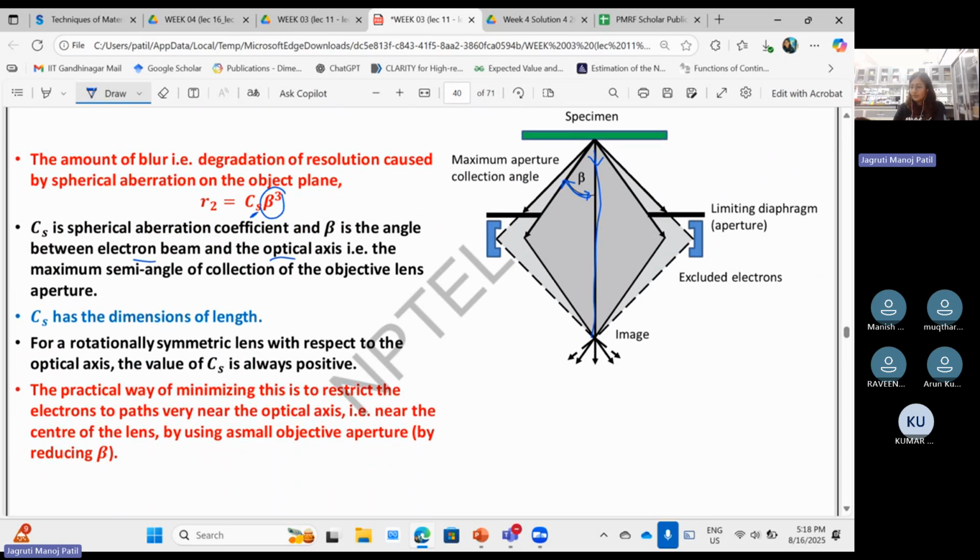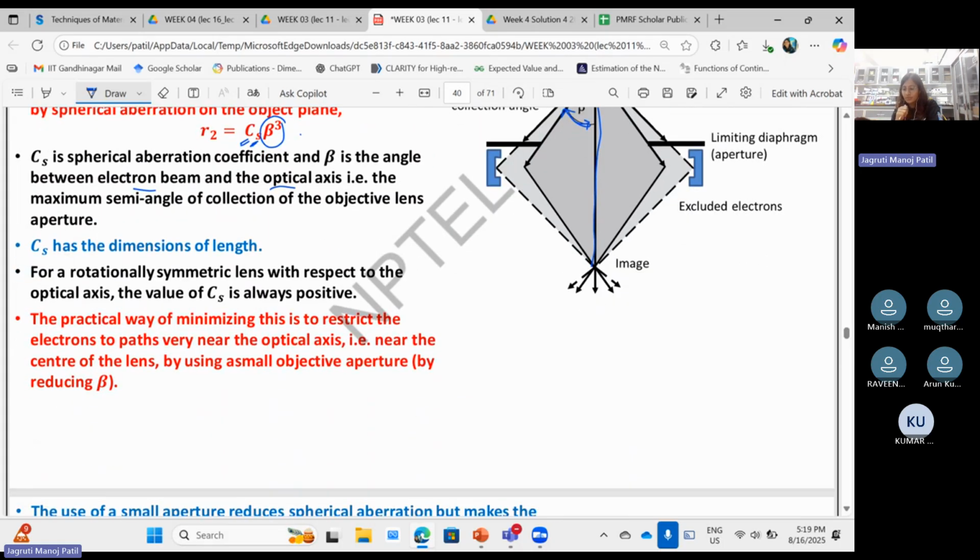Okay, now if you see over here, if your spherical aberration coefficient increases, your blur also increases. Also, if your semi angle increases, meaning how much deviation you are giving to your electrons so that they will be deflected back and come back to your beam, because of it also the amount of blur increases.